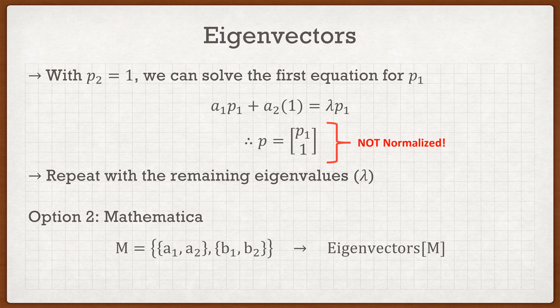But again, we can always go option 2, which is Mathematica. So our matrix M, again, it's already defined. We're good to go. To find the eigenvectors, it's as simple as just typing eigenvectors of M. So our function in this case is Eigenvectors. Remember, capital E, and we need those nice square brackets around the M.